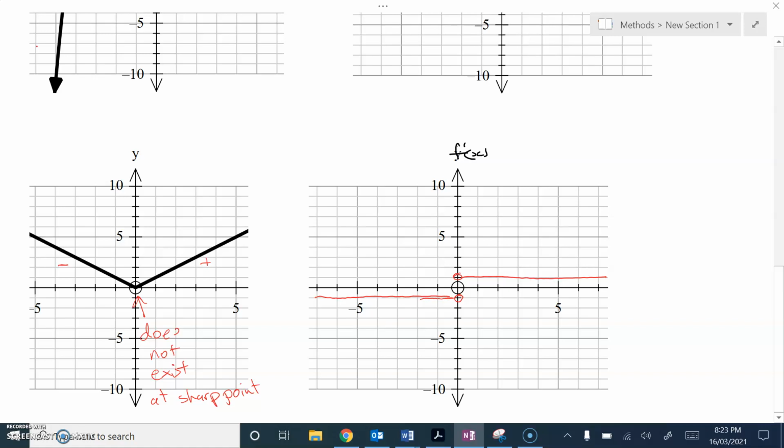So the derivative of this one, 2 points here, the gradient can't exist at a cusp or a discontinuity, and if it's a straight line, then the gradient is constant. Okay, and that's pretty much all there is to know about drawing the gradient function from a curve.